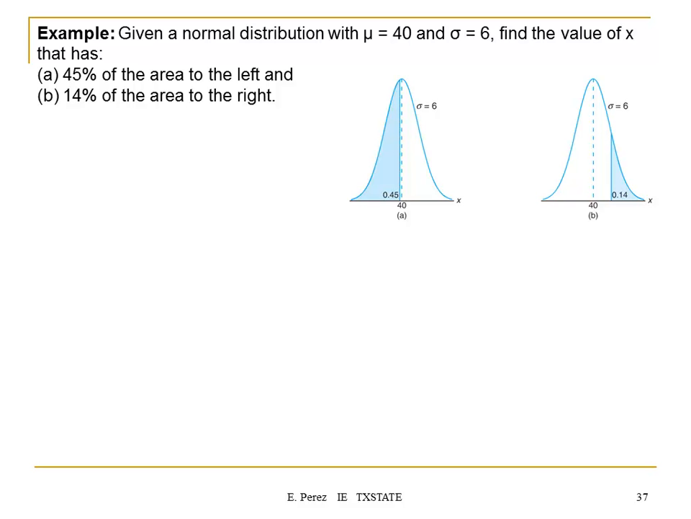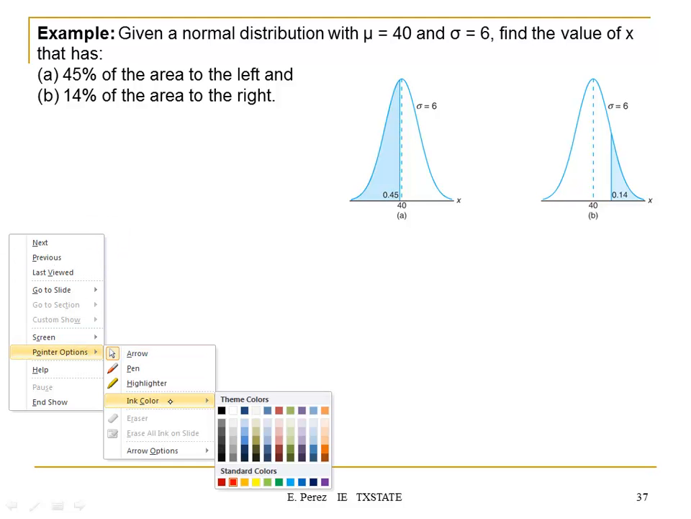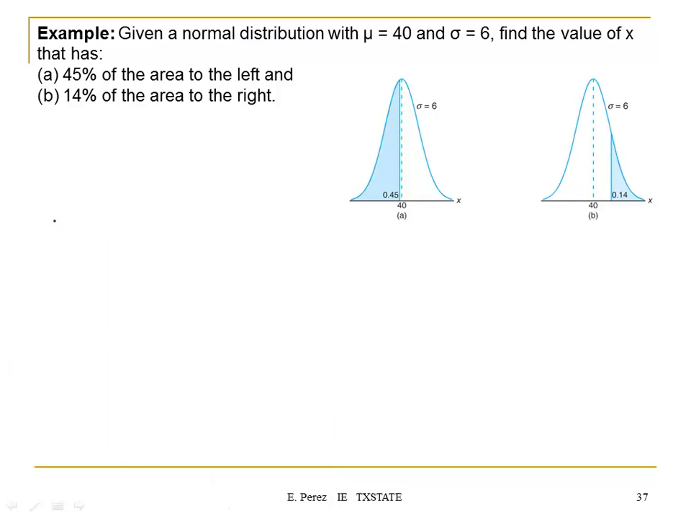So what we need is a Z value that leaves an area of 0.45 to the left.